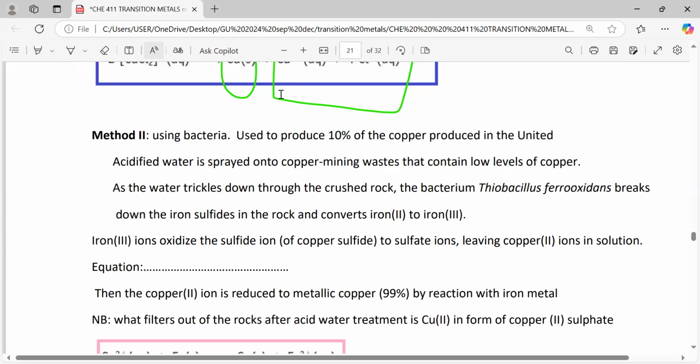Then as the water percolates down, this bacteria breaks down iron sulfides in the rock and converts the iron from iron 2 to iron 3. So you can see from the name, it gives us an idea that it is an oxidizing bacteria, an oxidant. Clearly it's said ferrooxidans, meaning it oxidizes iron. Of course, when iron is oxidized, the final oxidation state is usually iron 3 plus. And that's what we are seeing in this line here.